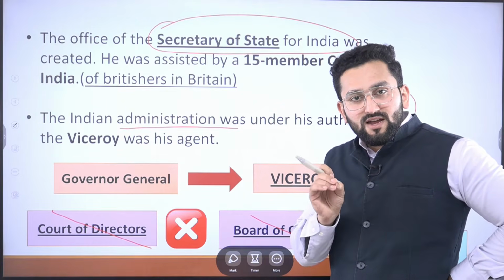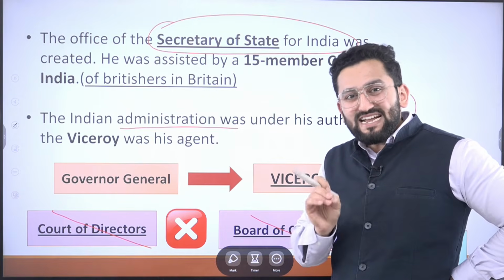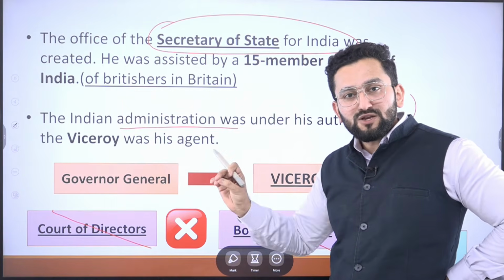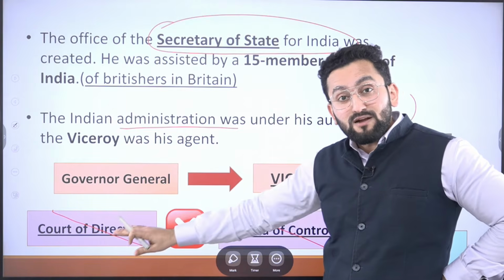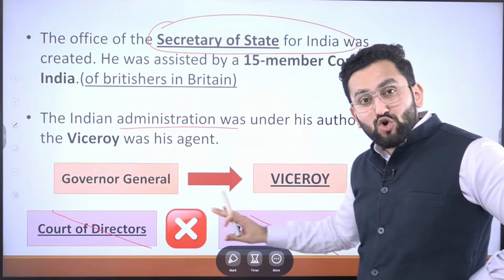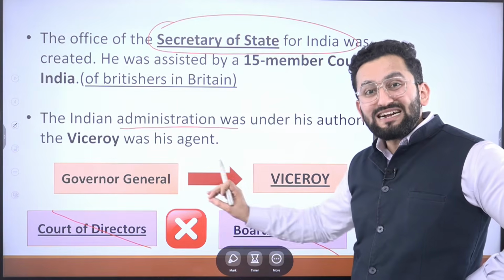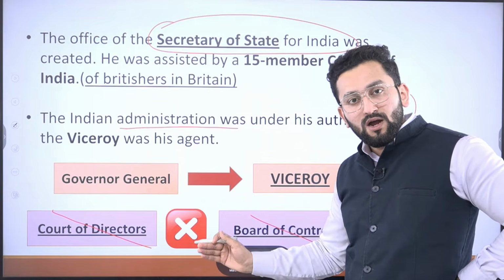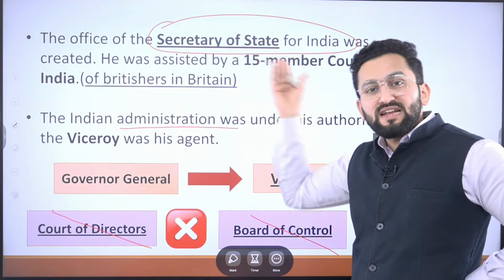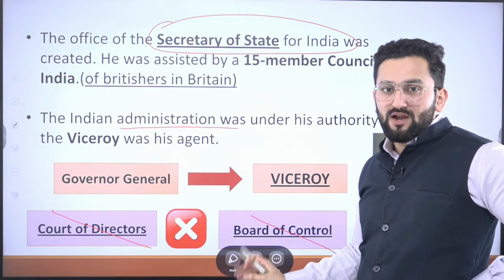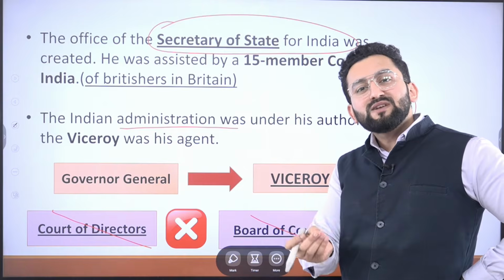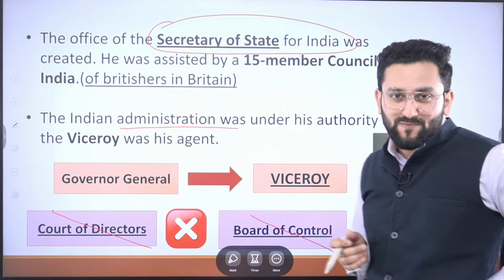it was through Pitt's India Act that Board of Control and Court of Directors were created, comma, but after Government of India Act 1858, both were abolished. Now tell me, the statement is true or false?